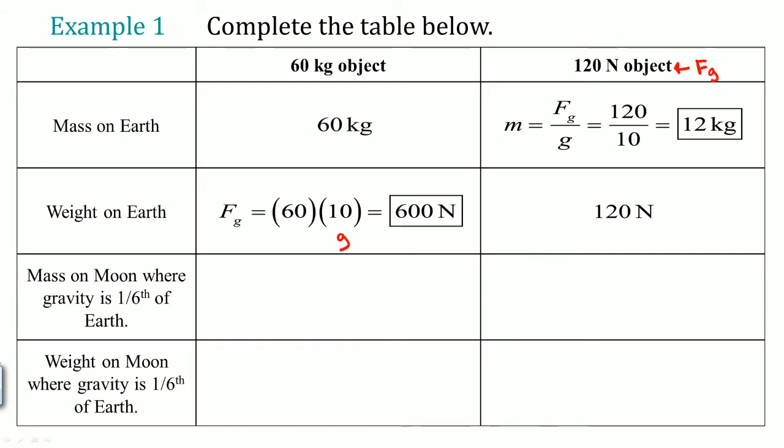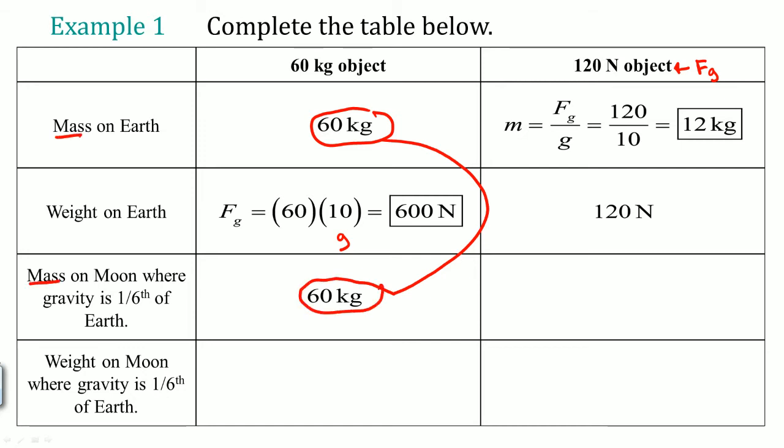What about the mass on the moon? Well, mass is still going to be the same. It's still 60, so this is still going to be 60. Mass does not change when you move the location. Nothing is lost. Likewise, this is still also going to be 12 kilograms because again, mass does not change when you move to a different planet. What does change is actually gravity.